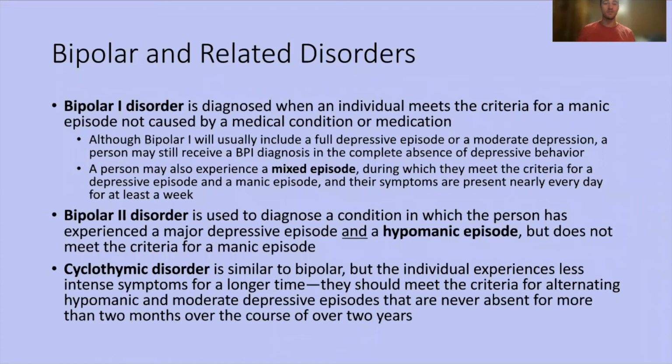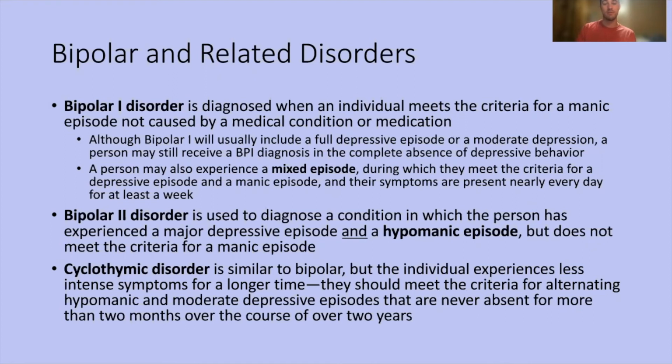So bipolar 1 disorder is diagnosed when an individual meets the criteria for a manic episode not caused by a medical condition or medication, because there are certain medications and there are other medical conditions, somatic medical conditions, that can create behavior that seems manic, that mimics a manic episode. So although bipolar 1 will usually include a full depressive episode or a moderate depression, a person may still receive a bipolar 1 diagnosis in the complete absence of depressive behavior.